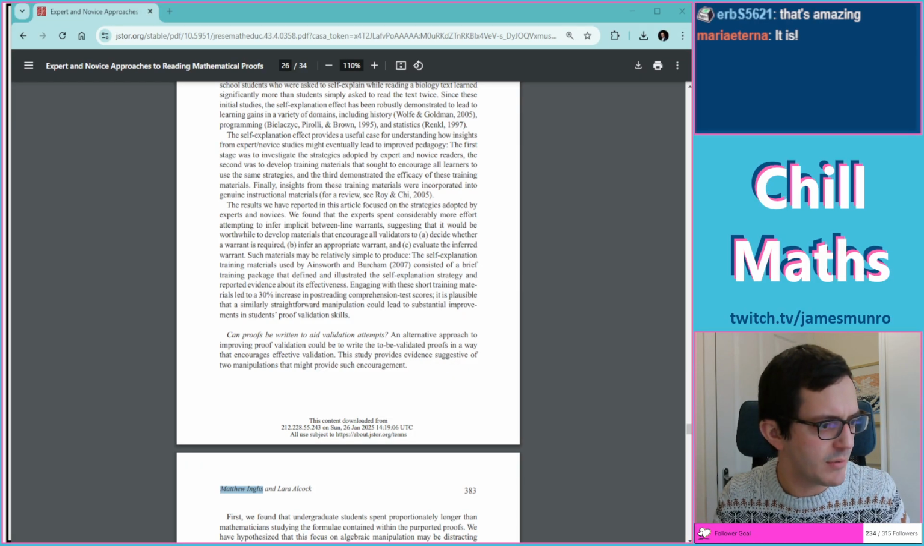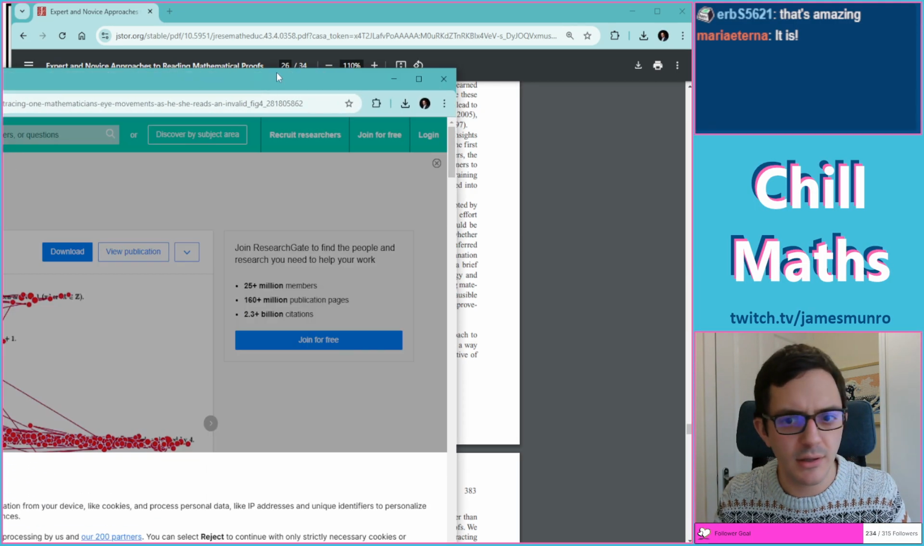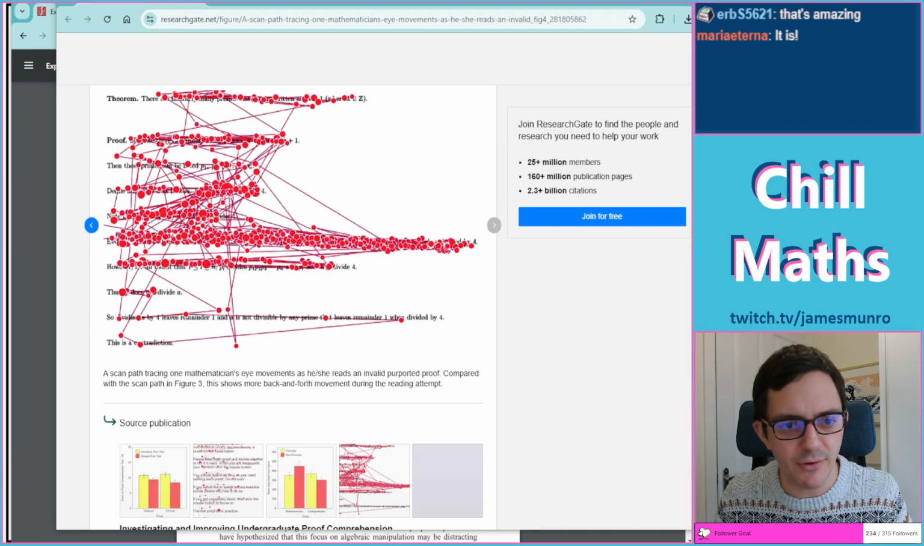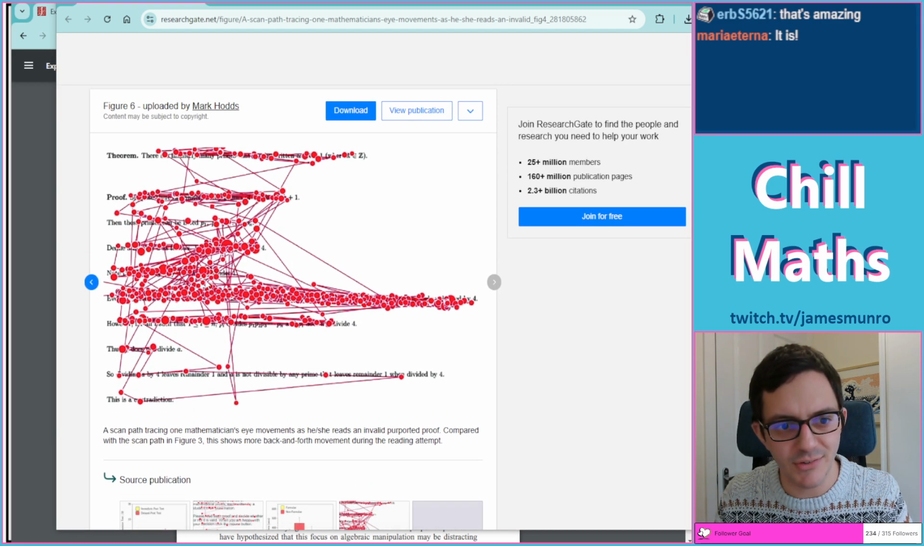Let's click on Google image search. This is probably what I saw. This is, I think, more like the image that I saw. So here's the theorem proof. You can't really read it because of all the dots. That's the eye tracking version for where people were looking.